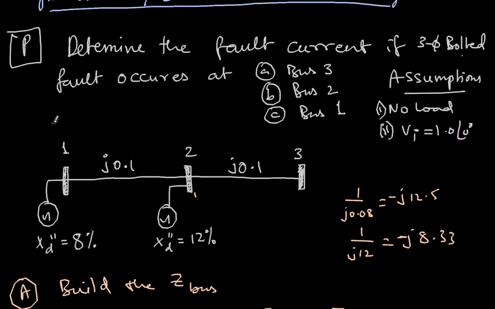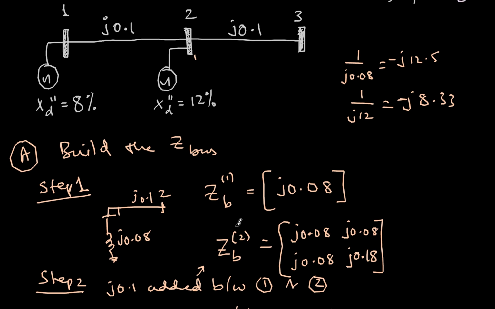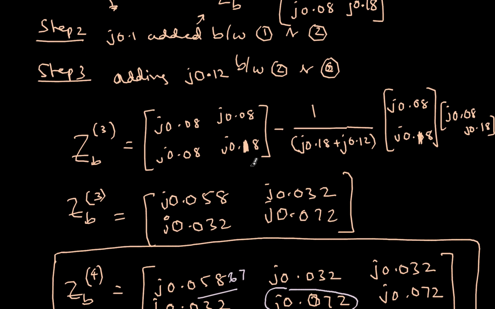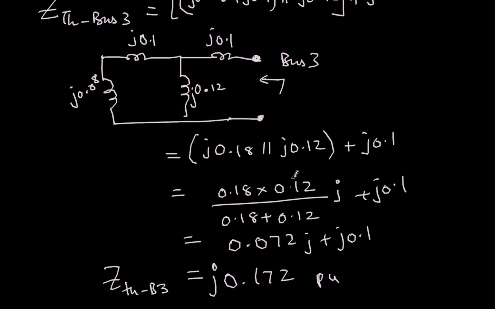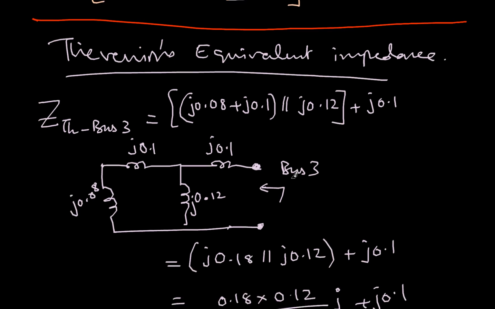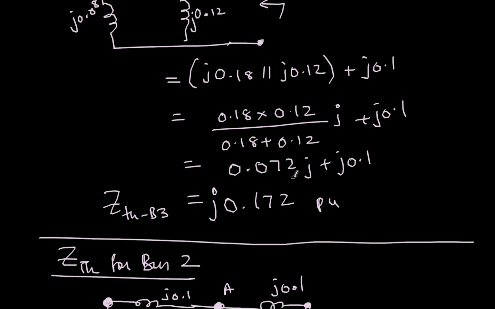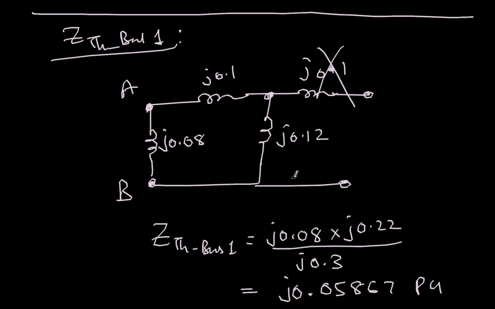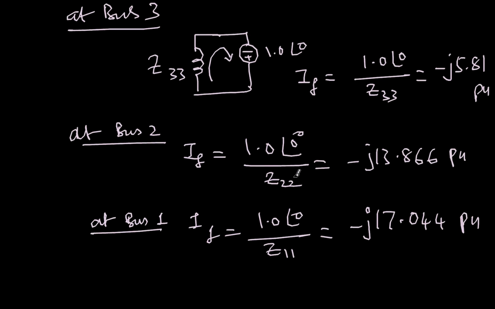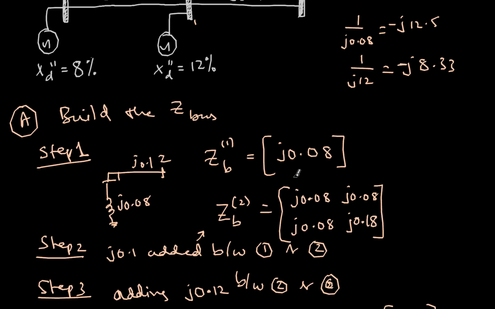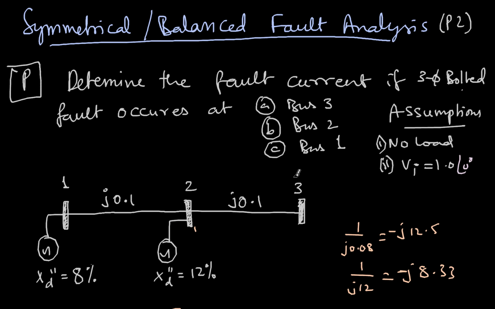I have given a simple unloaded system and demonstrated, first of all, a review of how to build a Z bus, and then how to verify whether your Z bus is correct or not. The diagonal elements of the Z bus are nothing but the Thevenin's impedances at each bus, so we can use that information to do the fault calculations. I hope you now understood how to solve fault currents for a given system. With this, I'll conclude the topic of symmetrical fault analysis, and we'll see what the next topic will be. Thank you.